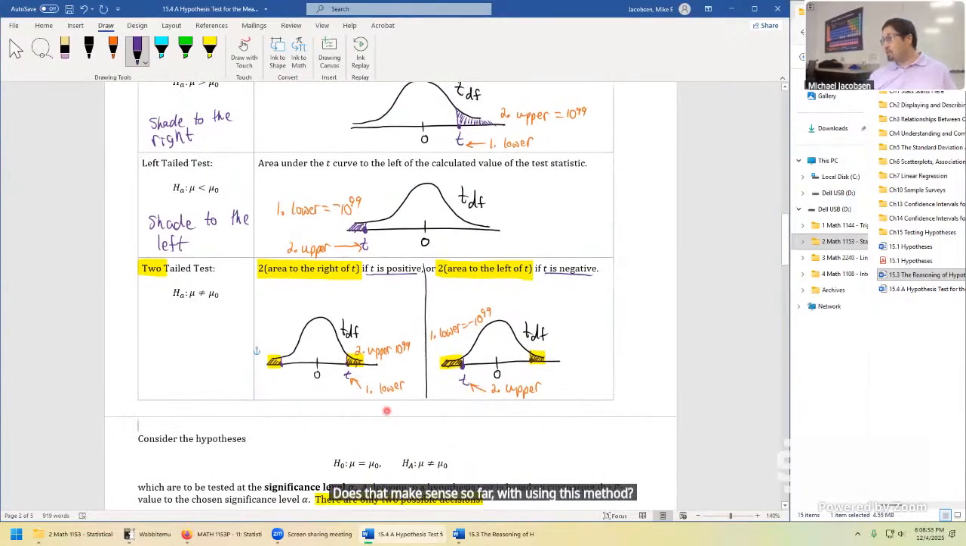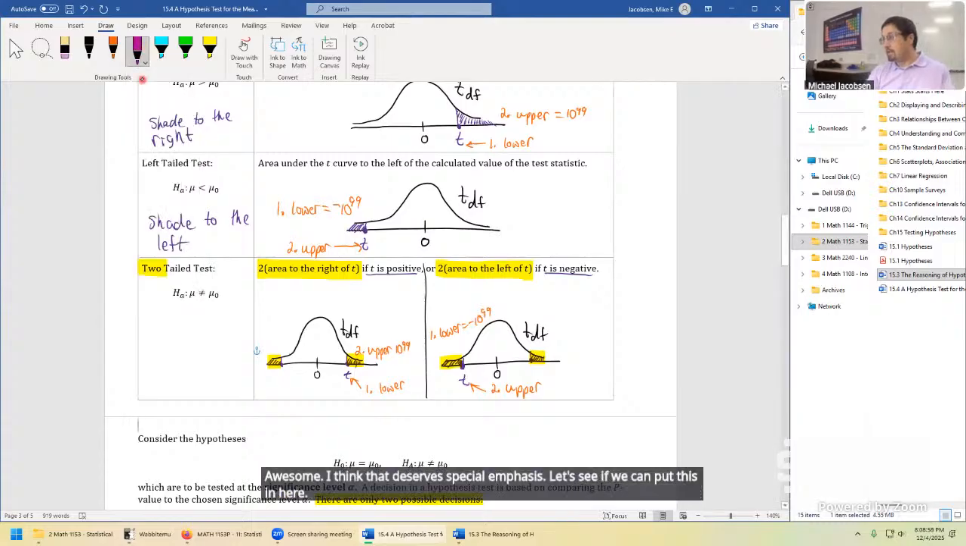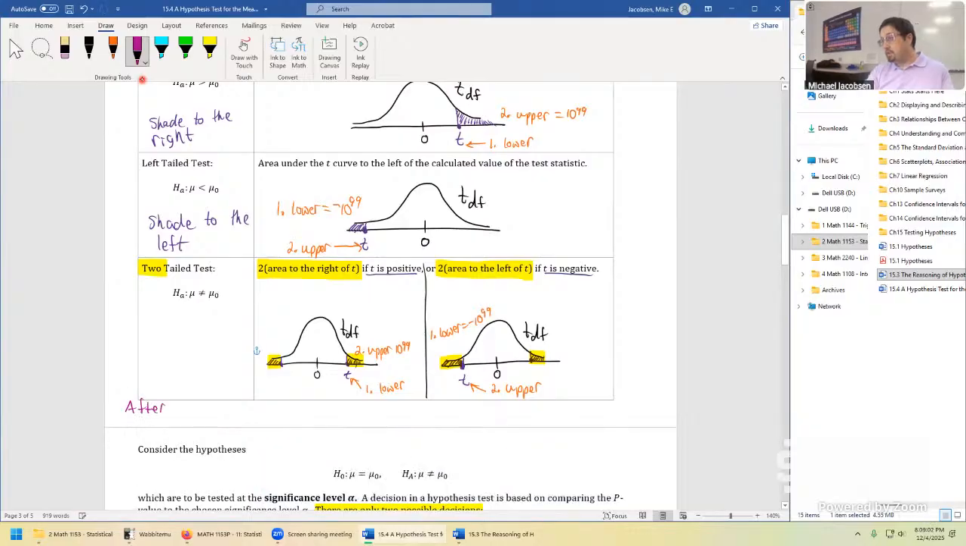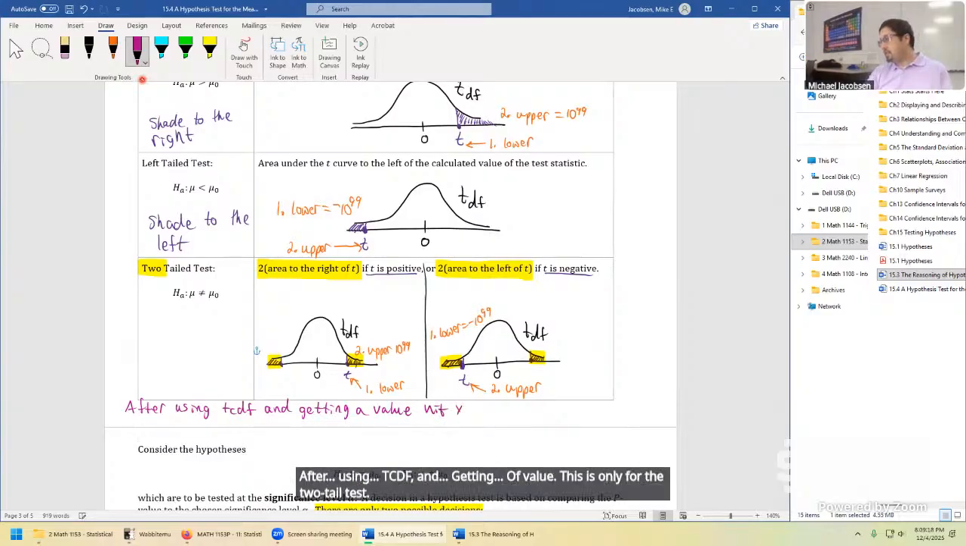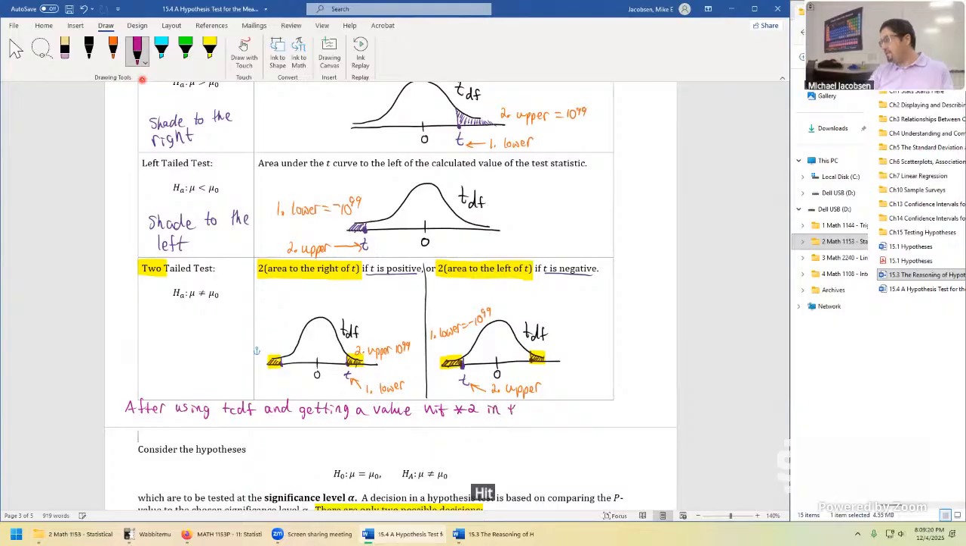Awesome. And I think that deserves special emphasis. Let's see if we can put this in here. After using TCDF and getting a value, this is only for the two-tailed test, hit ×2 in the calculator. So that's how we're going to do the doubling both here and here.